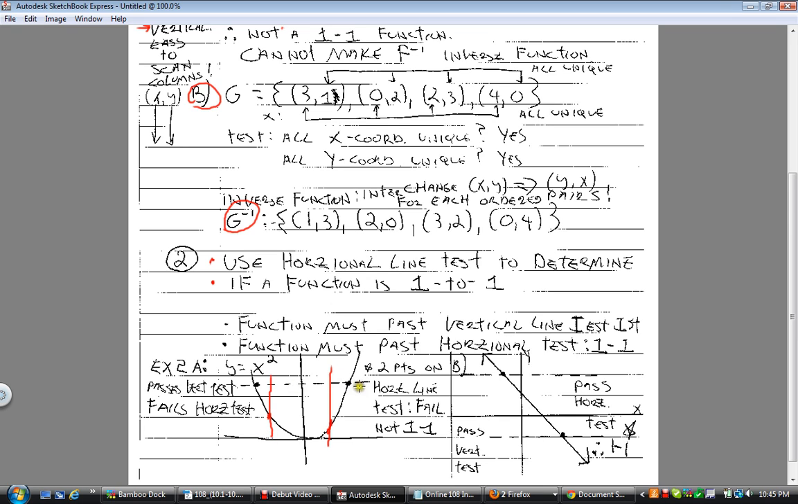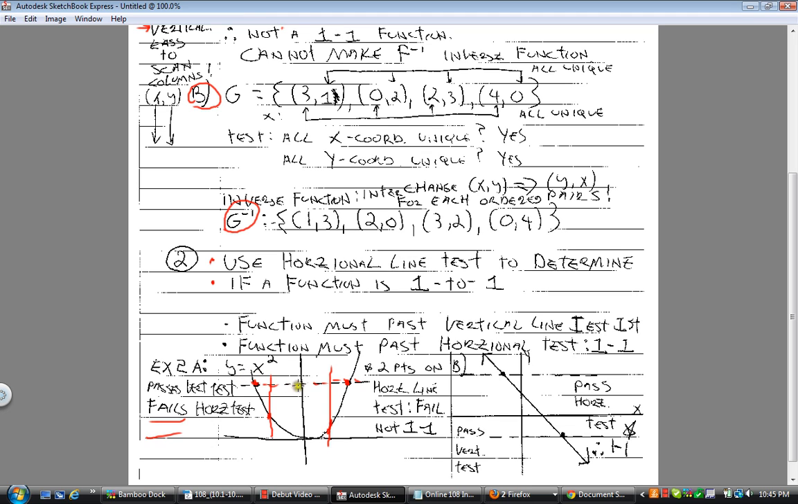And now we turn around and try the horizontal test to see if it's a one-to-one function. Remember that one-to-one is more specialized. So I draw a horizontal line here, and I notice I have crossed the parabola at 2 points, and therefore it fails the horizontal line test. Okay, with it being failed, you're done. There's nothing else more to do.